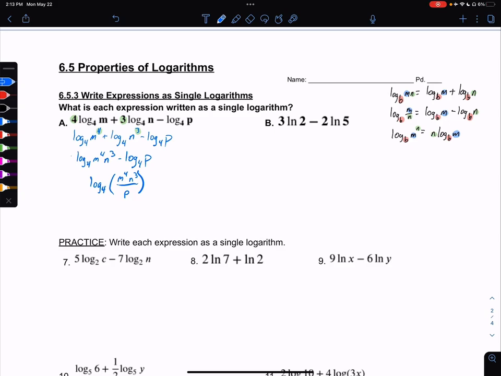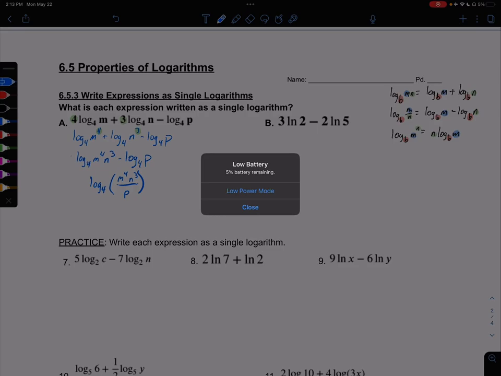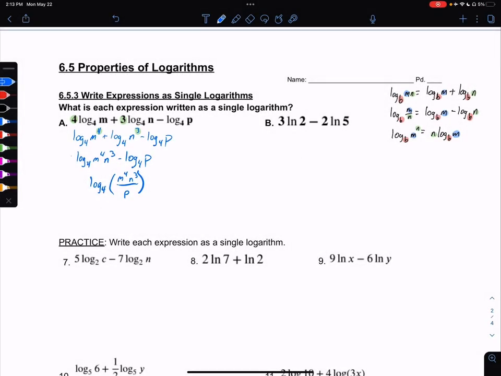In part B, same properties, we're just looking at the natural log this time. So here we need to use our powers property. The coefficients of 3 and 2 are going to become exponents. So the natural log of 2 cubed minus the natural log of 5 squared. So this 3 went here and this 2 went up here. And now we have subtraction, so we turn that into a division problem. So we take the natural log of 2 cubed over 5 squared.